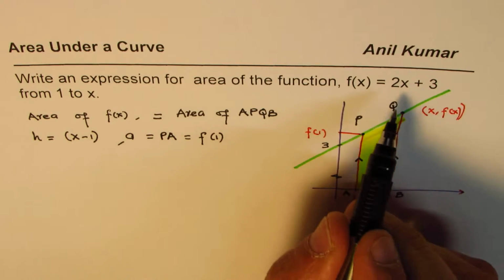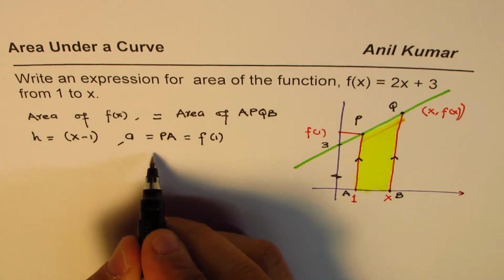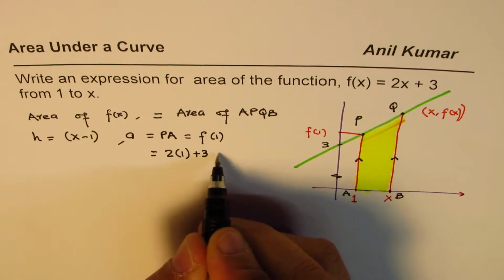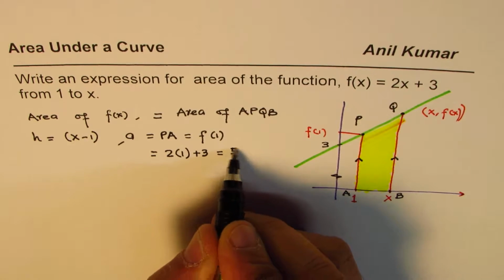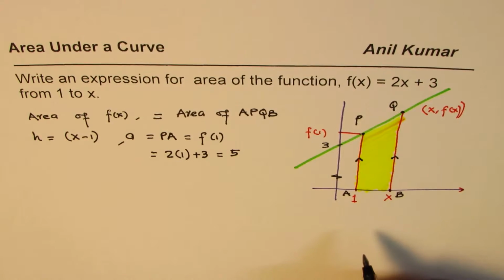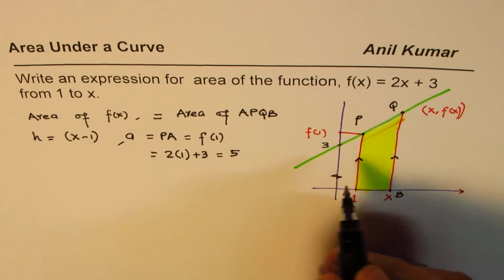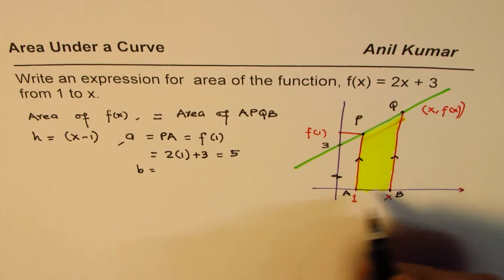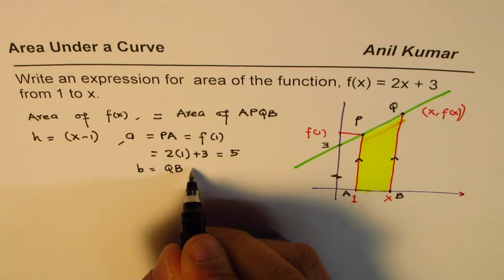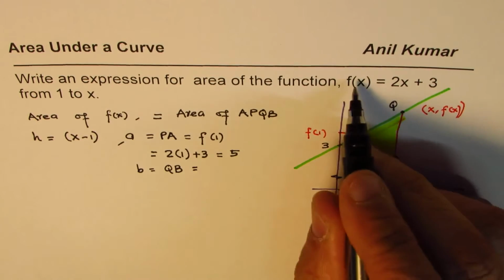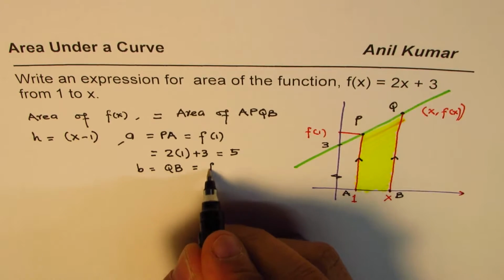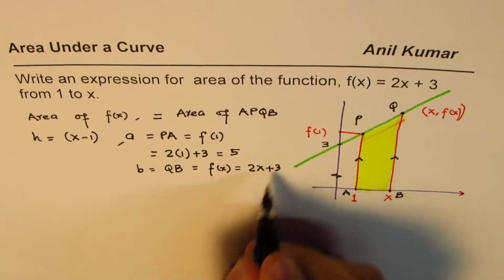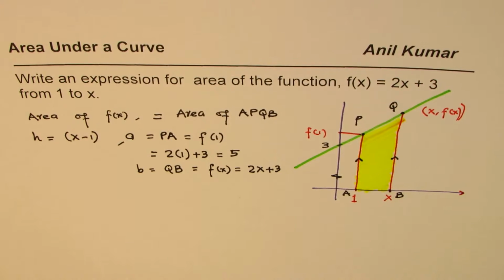Now f of 1 really means that you have to substitute 1 here to get this value. So we can write this as 2 times 1 plus 3, and that is 5. So this we found as 5. Now B, the other parallel side length, is equal to QB, which is equal to f of x, right? F of x in general, which is 2x plus 3 for us. Now we can apply the formula, right?